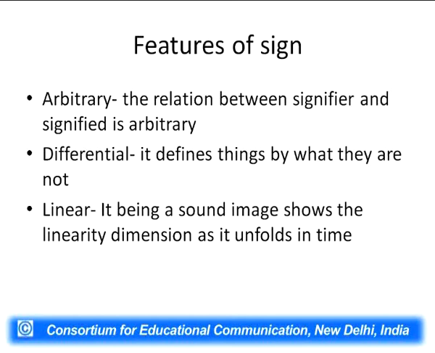Differential: it defines things by what they are not. That is an important aspect of a sign: the moment we say that something is there, we are also indicating that something is not there. So a sign says something, shows something, and at the same time also indicates the absence of something. Third is linear. The signifier being a sound image, it shows the linear dimension as it unfolds in time. It moves along a time scale.